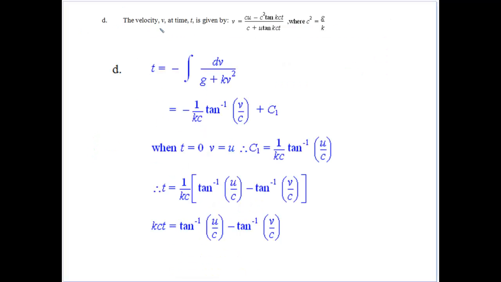The last part here is now getting the velocity at time t to be given by that expression at any time t, where c squared is equal to g on k. So we know that t would be equal to this expression, which we know integrates to minus 1 on kc inverse tan of v on c, plus the constant. And so we know when t was equal to 0, v was equal to u. So our constant would be 1 on kc inverse tan of u on c. So that gives us our expression there.